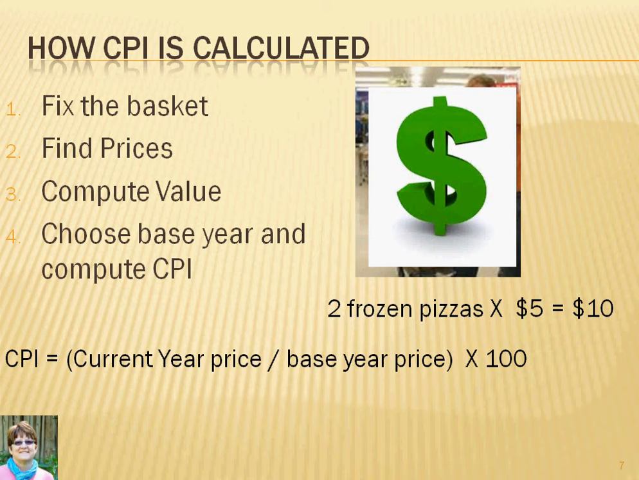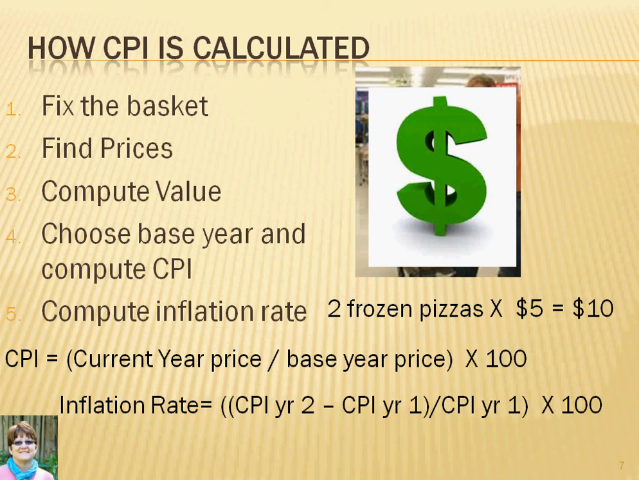4. Choose a base year and compute the CPI. CPI equals current year price divided by base year price of the basket, then multiplied by 100. 5. Compute the inflation rate, or percentage change in CPI from one period to the next. In other words, inflation rate equals change in CPI, or CPI year 2 minus CPI year 1, divided by CPI year 1. We then multiply the result by 100.